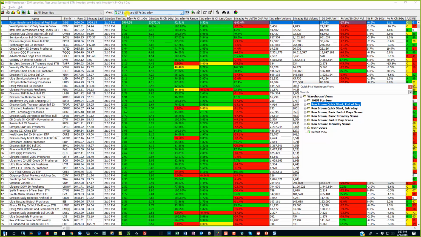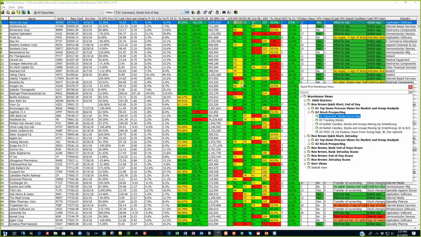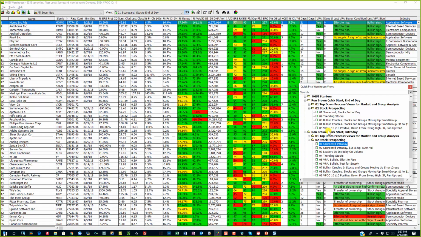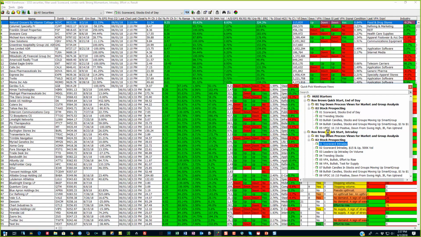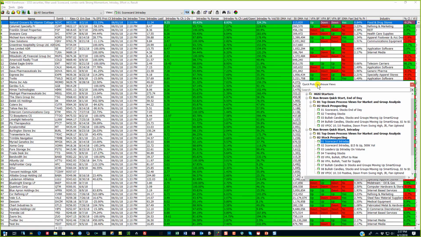Now, you can see that I'm in the wrong view, and I need to go to Intraday. I have to have two sets because the fields in the warehouse views are totally different. For example, this is the end of day view, and this information is totally different than the scorecard intraday, where we are getting this information directly from Thinkorswim.